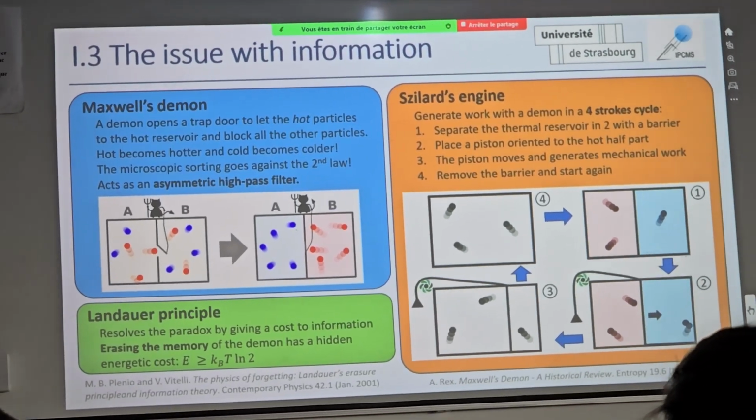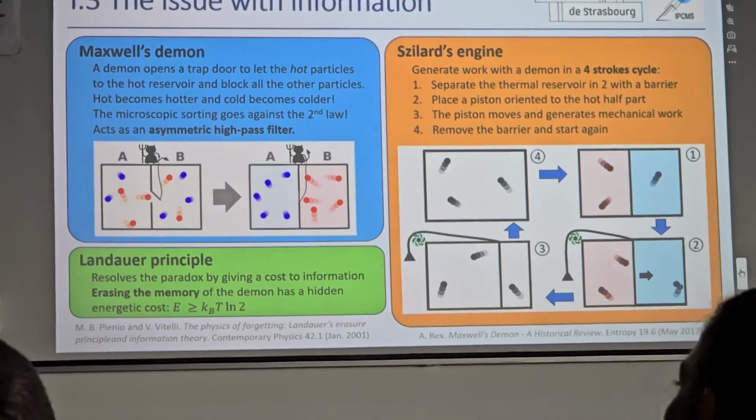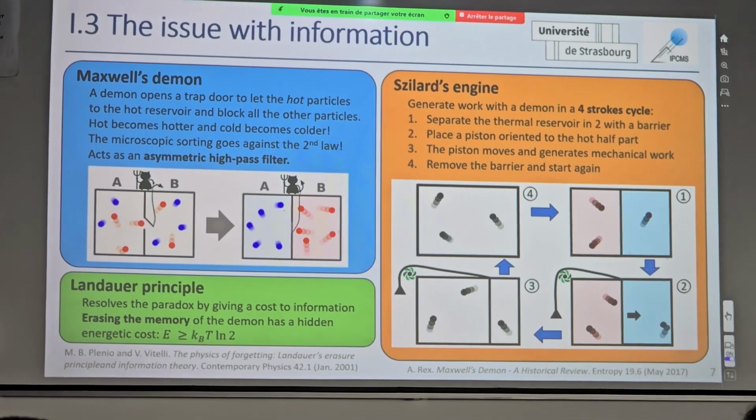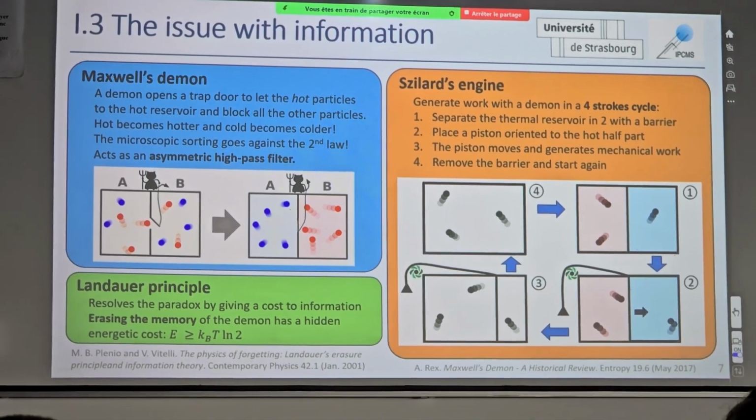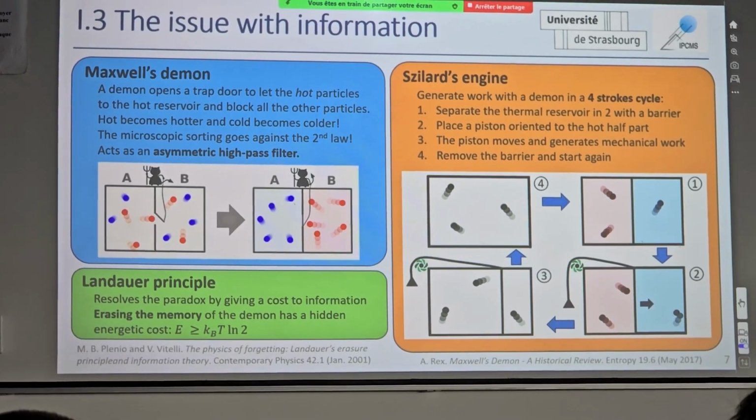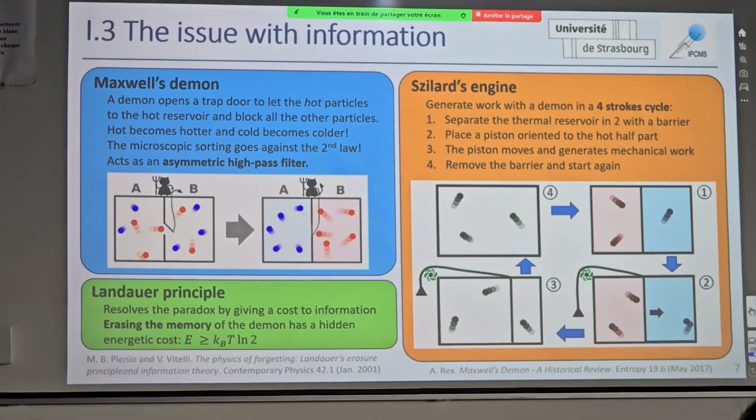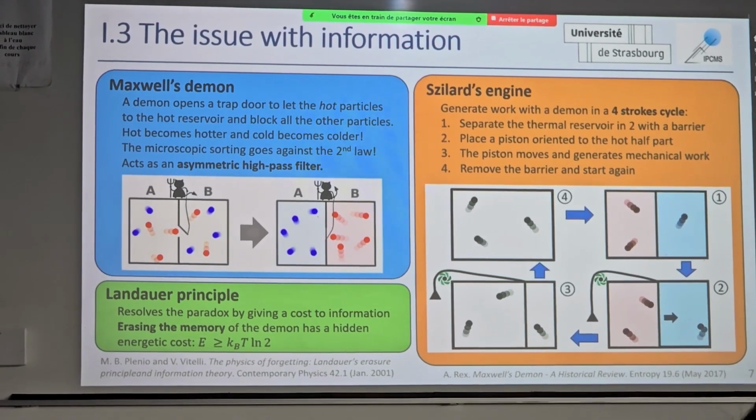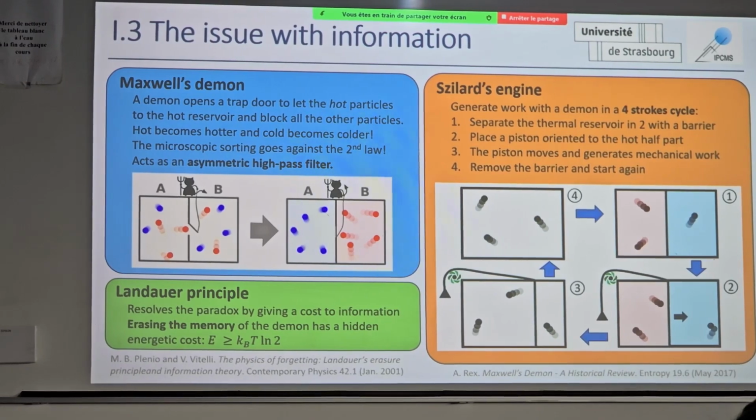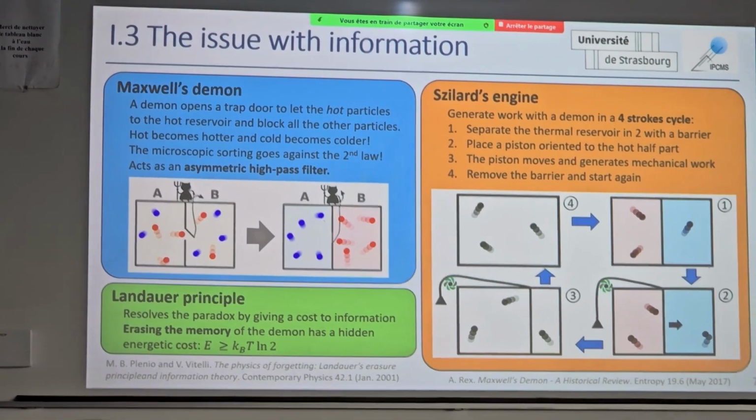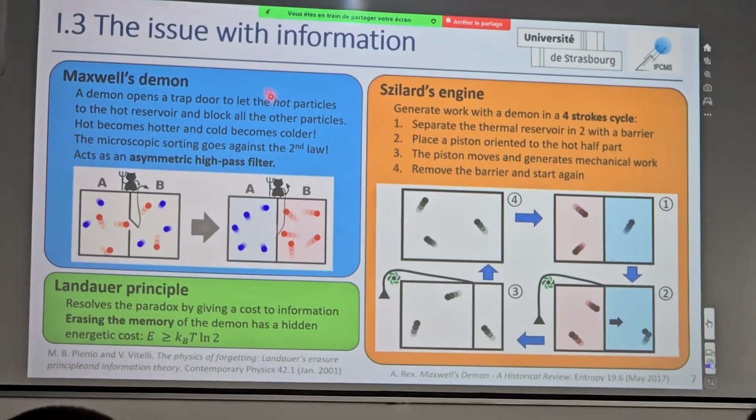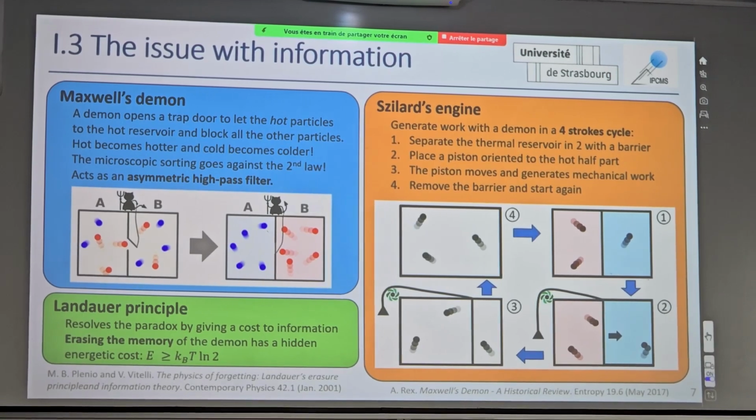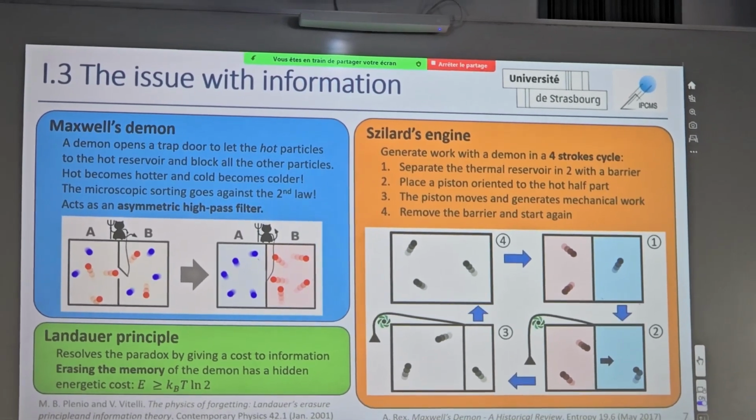And so this sorting goes against the second law, and so the demon acts as an asymmetric high-pass filter. And so this demon uses the information of the particles to sort them and separate hot from cold. And then this experiment has been generalized by Szilard, who designed an engine based on this Maxwell demon.